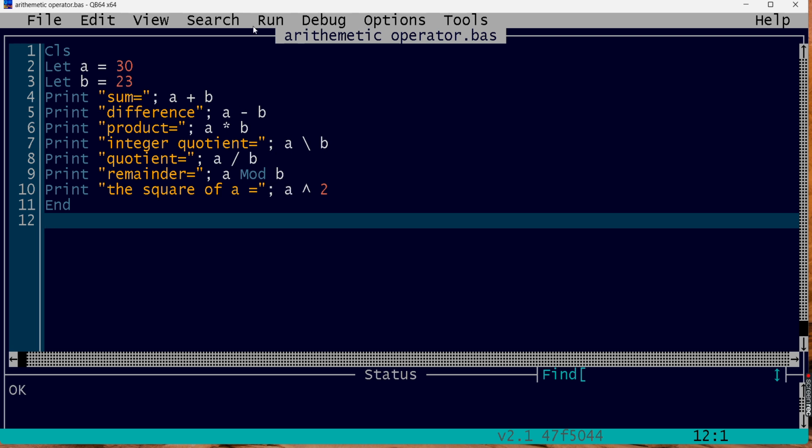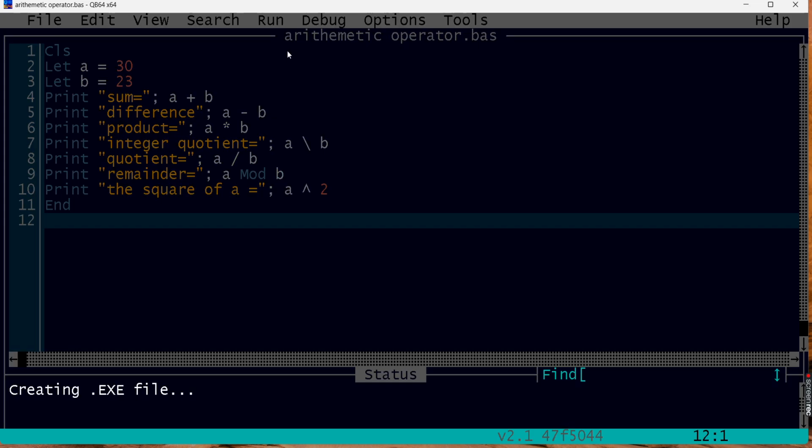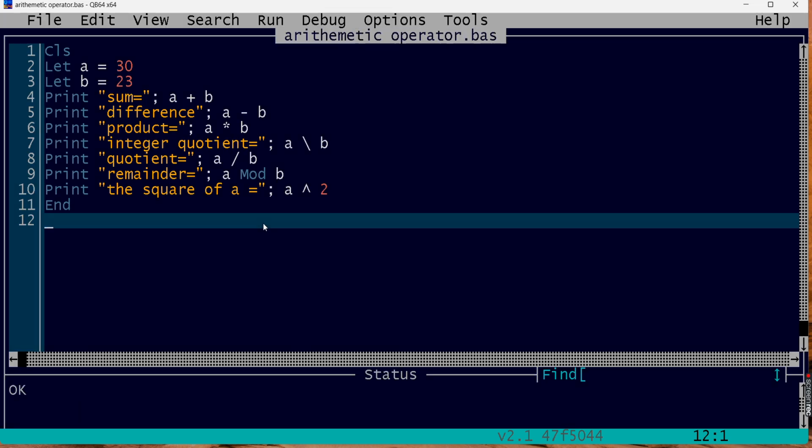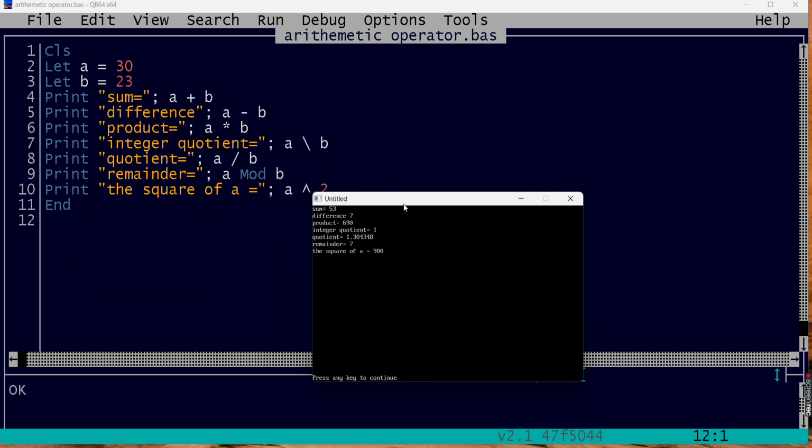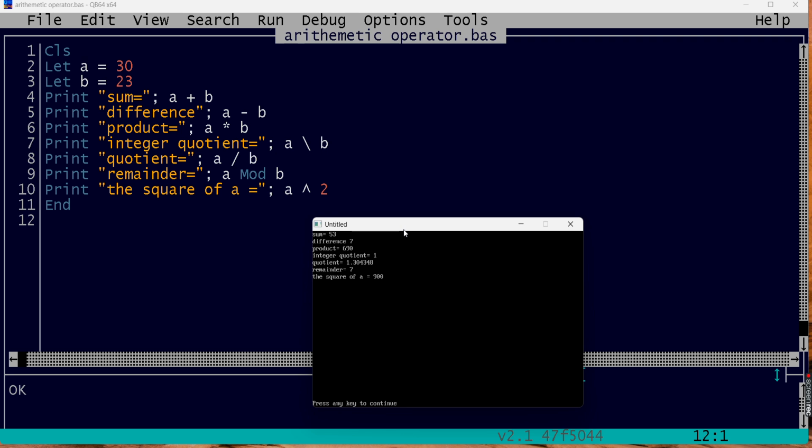Going to run it now. Here is the output: sum 53, difference 7, that is 30 minus 23, then the product, and that is 690. Next is the integer quotient. Now when 30 is divided by 23, it gives us 1. Yes, means only one time it goes there.